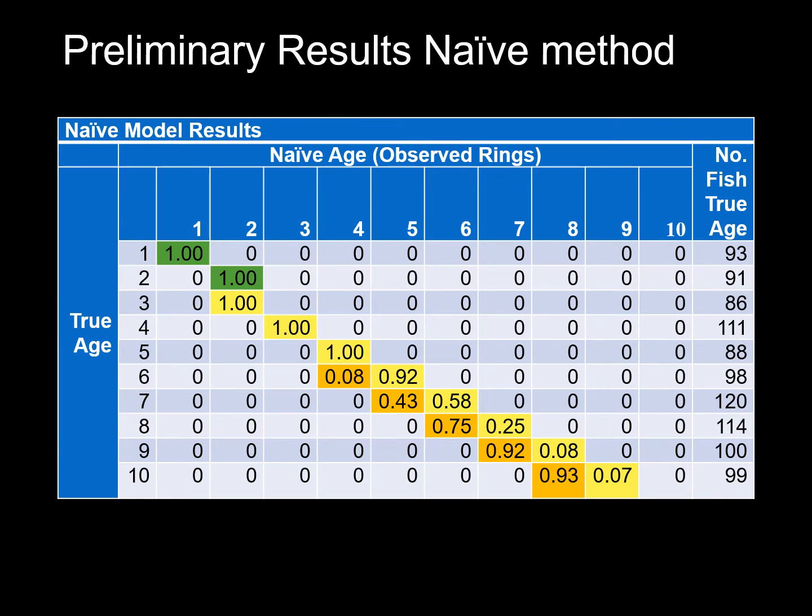These are some results from the naive method. The rows show true ages, and the columns are the naive age, or how many observed rings we see. Green is where it gets it right, yellow is off by 1, and orange is off by 2. So we see that the naive model does well for really young fish, the 1s and 2s, and it gets it right. But then starting with age 3 and above, the naive estimate starts to underestimate the true age, shown in the yellow and the orange.